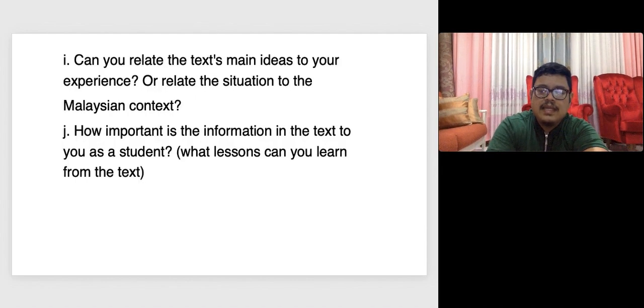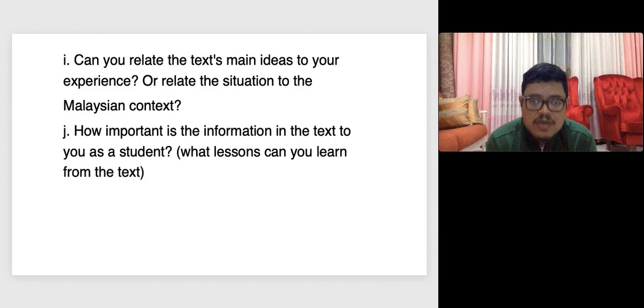Okay, and the last part is for the conclusion. This is very important, right? You have to give your own personal opinion about the text. See if you can use an instance in your life that is relatable to the topic discussed in the text. And the last part, how important is the information in the text to you as a student? So you just state what you have learned from the text.